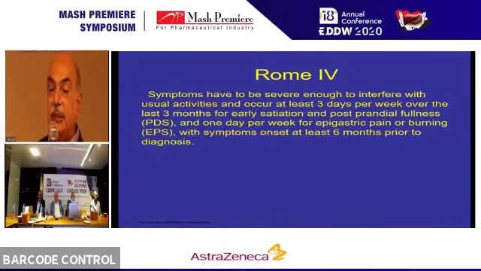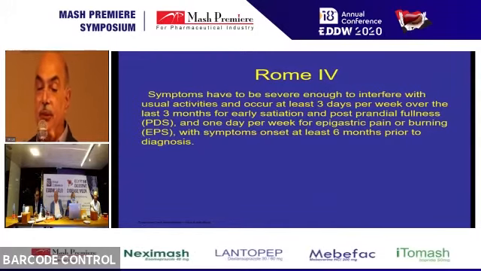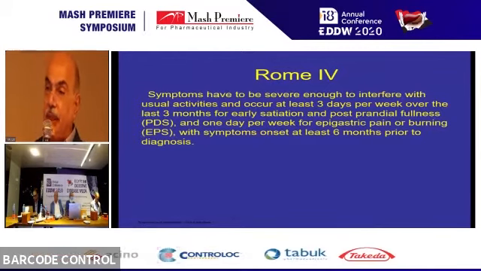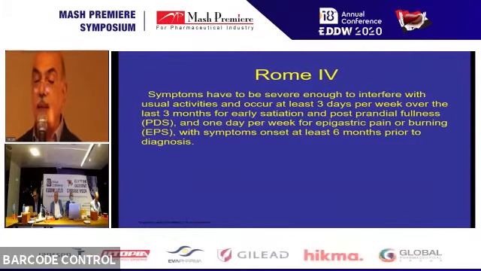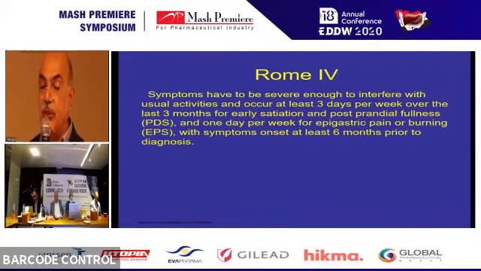And they stated that it is similar to Rome 3, but here the difference is that symptoms have to be severe enough to interfere with the usual activities of the patient. I mean, many patients may complain intermittently of some epigastric fullness, some epigastric pain, but this is not the true functional dyspepsia patient. He has to be suffering a lot from this, and it should occur at least 3 days per week over the last 3 months.